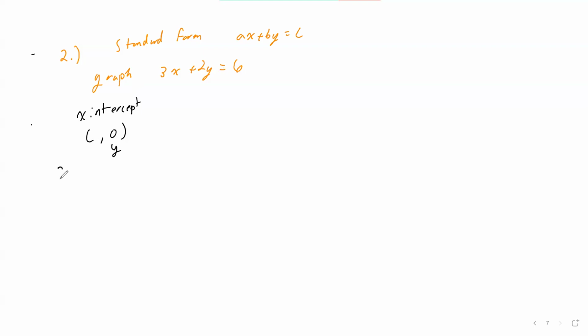So this becomes now 3x plus 2 times 0 equals 6. Now what's going to happen to 2 times 0? 0. So I don't even need it no more. So I'm going to drop down my 3x equals 6. And how would I solve that? Very good. So there's your x-intercept. I told you it takes 2 points to make a line. So let's go look for our y-intercept.